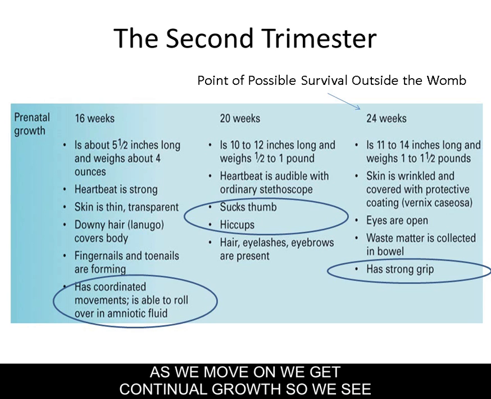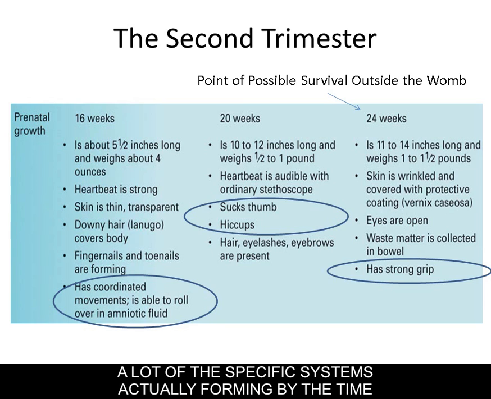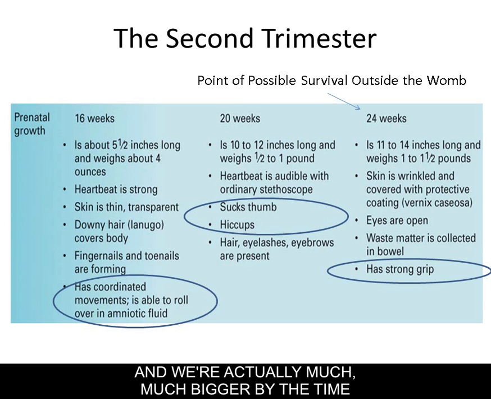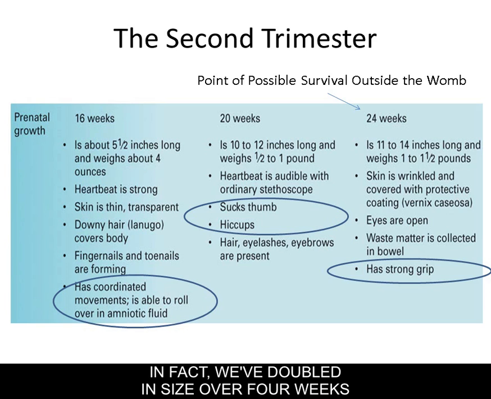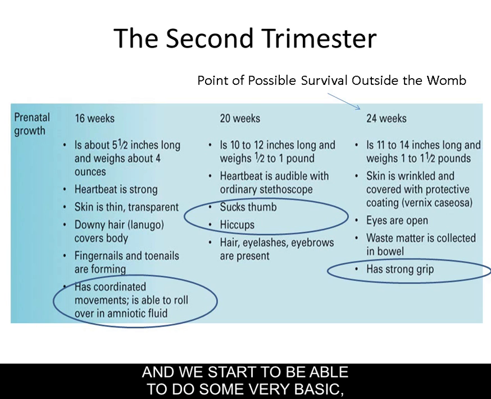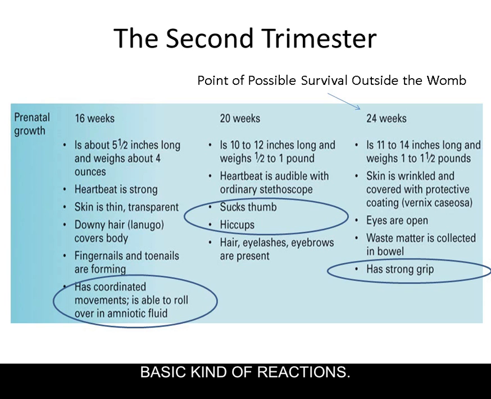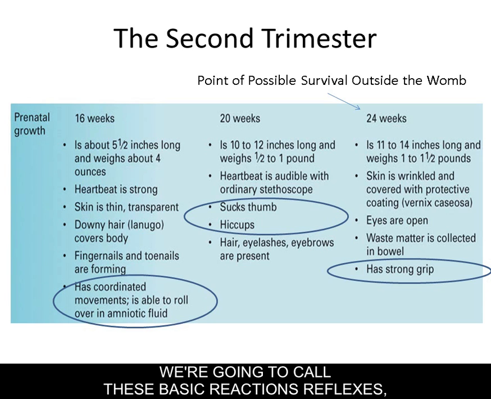As we move on, we get continual growth. So we see a lot of the specific systems actually forming by the time we're 20 weeks old. And we're much, much bigger by the time we reach 20 weeks old. In fact, we've doubled in size over 4 weeks. And we start to be able to do some very basic kind of reactions. We're going to call these basic reactions reflexes.